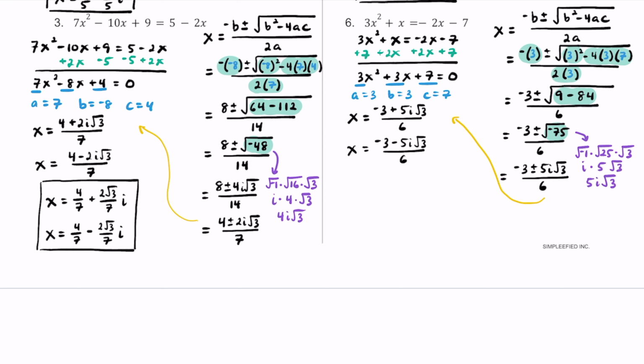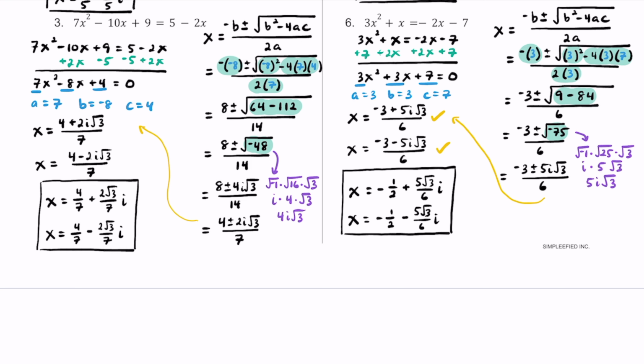So negative 3 over 6 is negative a half. These are relatively prime, so we can't simplify that part. So for this first one, we say x is equal to negative 1/2. That's the negative 3 over 6. And this is going to be plus 5 root 3 over 6. That's the coefficient for i. For the second one, it's very similar. We're just going to have x is equal to negative 1/2 again, because it's negative 3 over 6, but it's going to be minus 5 root 3 over 6 i. These would be our two complex solutions for this quadratic equation.